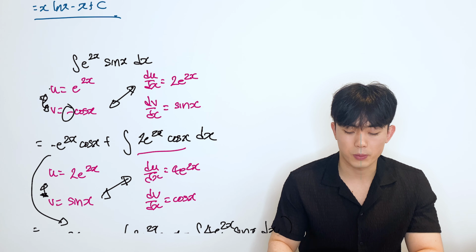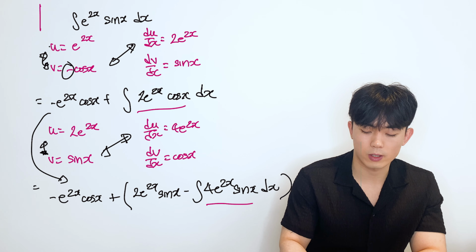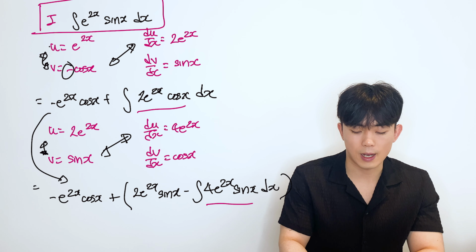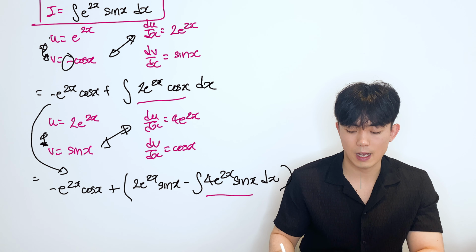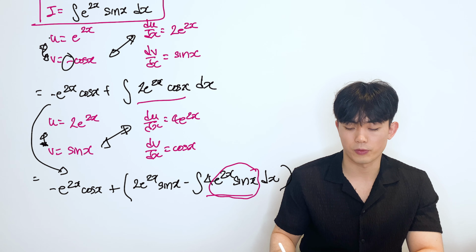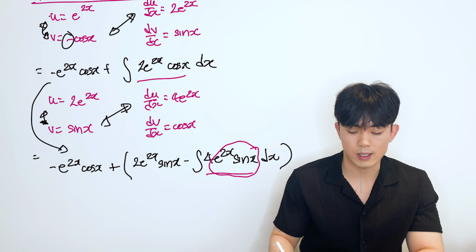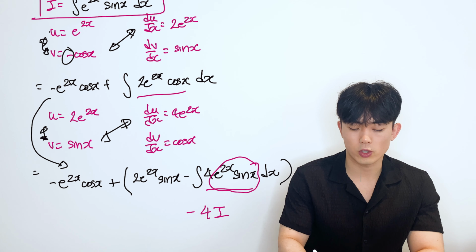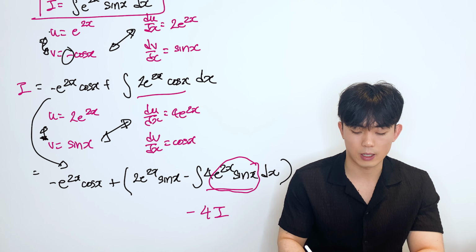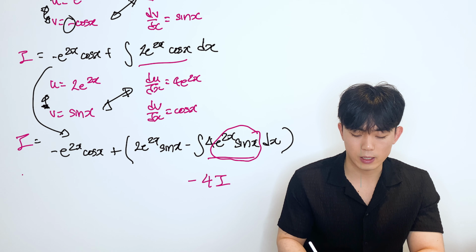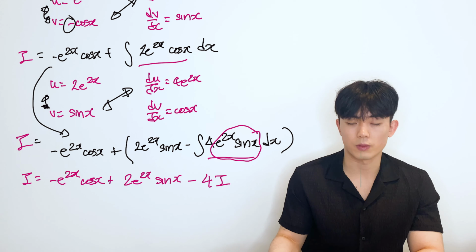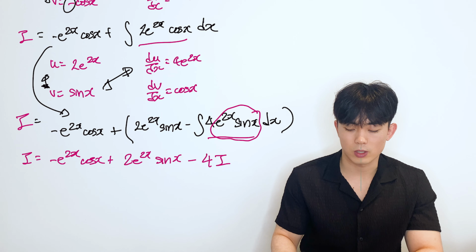But if I go all the way back up to my initial question, we were asked to integrate this term here, e to the 2x times sine x. Now, if I label this I, what you can see below is this is actually the same part. It's just 4I. So rather than writing like this, I can write it as minus 4I, like so. And because this is all trying to find that I in the beginning, we can now say that I is equal to minus e to 2x cos x plus 2e to the 2x sine x minus 4I, which means I can bring it to the left-hand side.